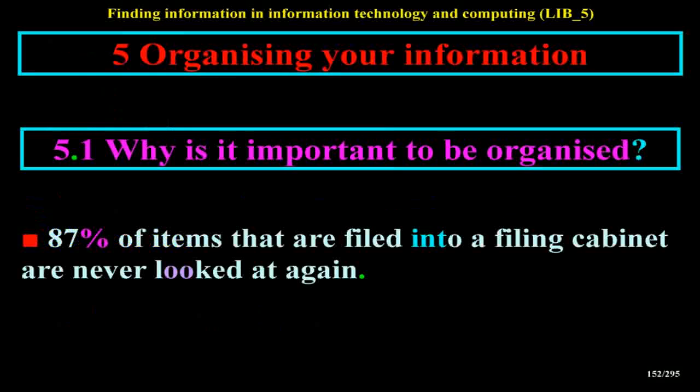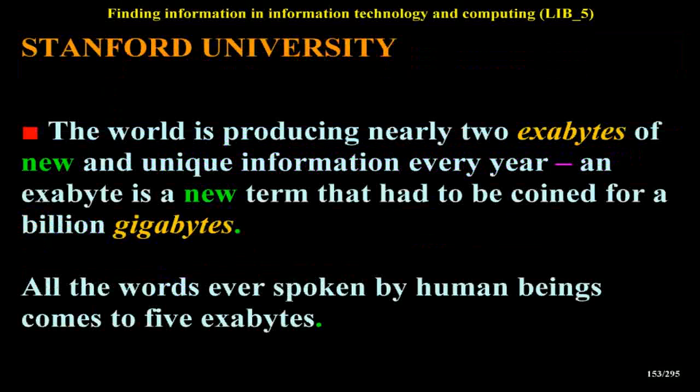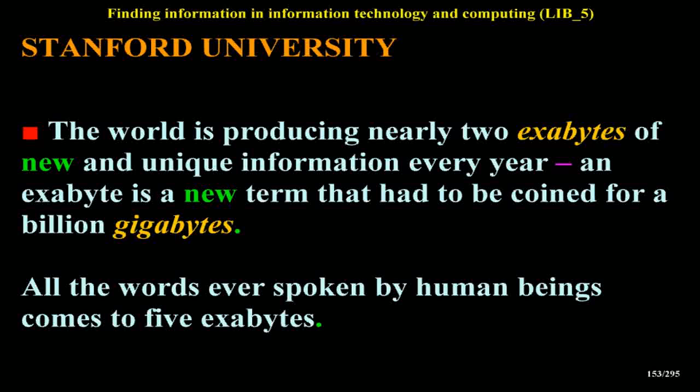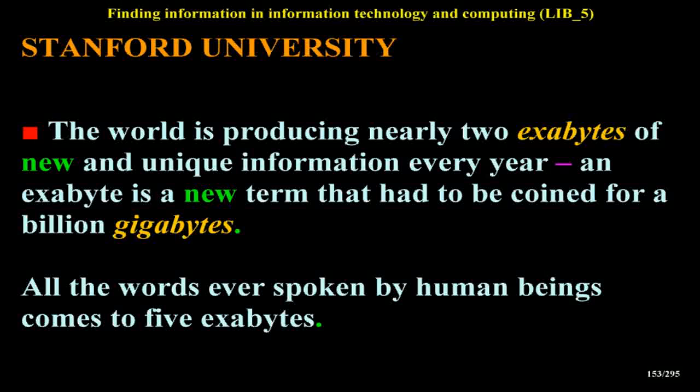5. Organizing your information. 5.1 Why is it important to be organized? 87% of items that are filed into a filing cabinet are never looked at again. Stanford University. The world is producing nearly 2 exabytes of new and unique information every year. An exabyte is a new term that had to be coined for a billion gigabytes. All the words ever spoken by human beings comes to 5 exabytes.